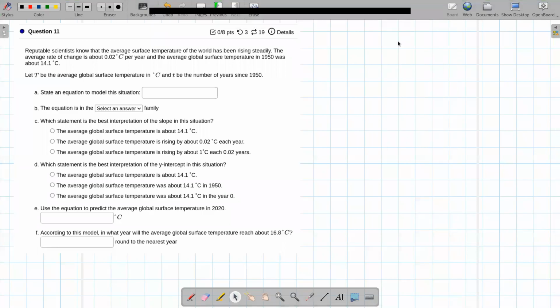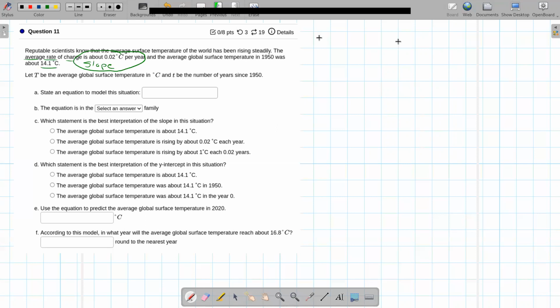So reputable scientists know the average surface temperature of the world has been rising steadily. The average rate of change is about 0.2 degrees Celsius per year. Aha, Celsius per year. That looks like a slope. And also it says average rate of change, which is another phrase that means slope. And the average global surface temperature in 1950 was 14.1 degrees Celsius. So that's our starting point right there.